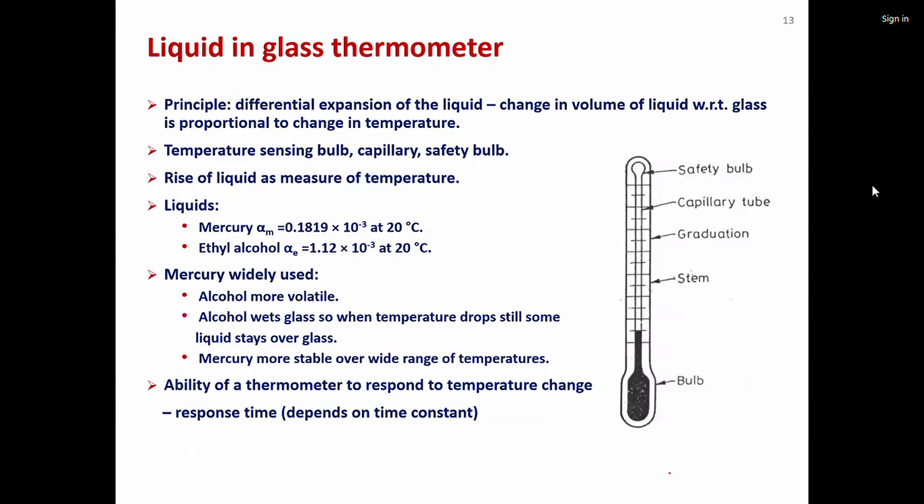Then we have the liquid in glass thermometer. Typically, this is how a thermometer looks. You have a bulb at the bottom end of the thermometer. Then you have a stem, and at the other end you have a safety bulb.